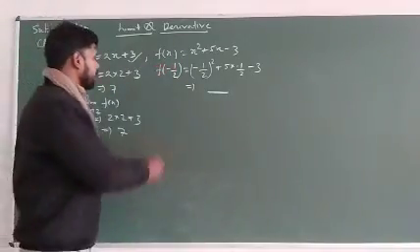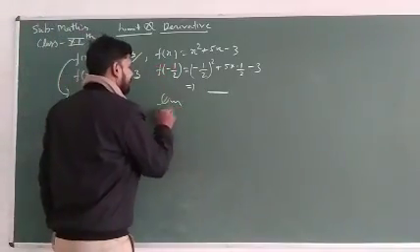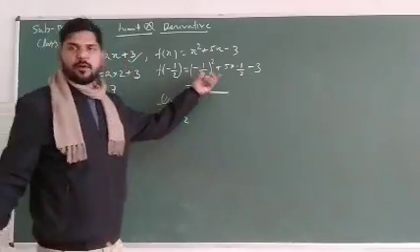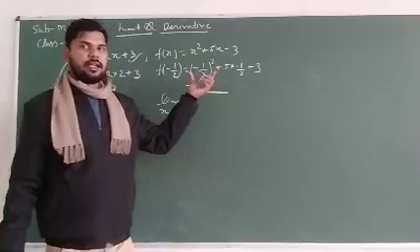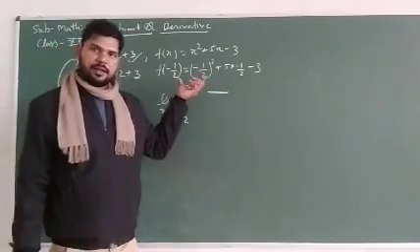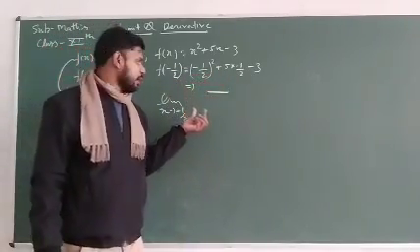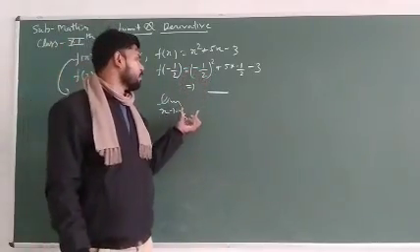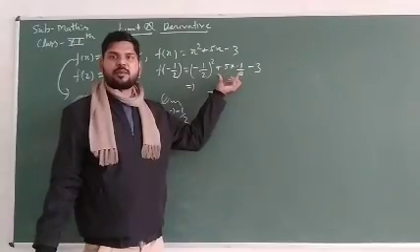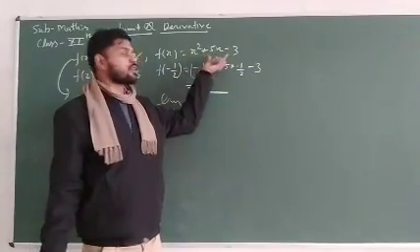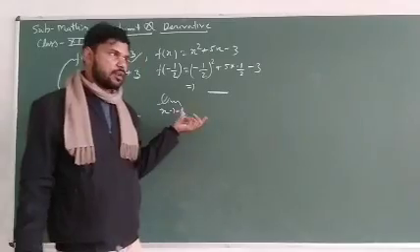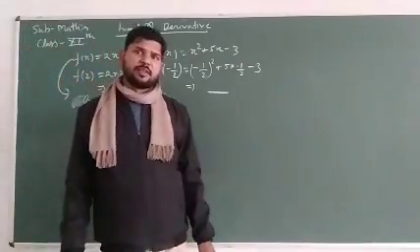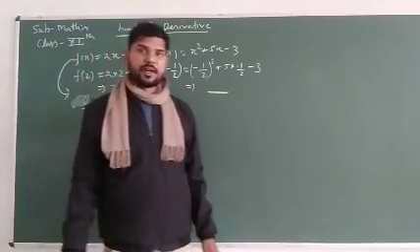If someone asks limit x tends to minus 1 upon 2, then also the same procedure will be followed as long as the function is defined at this particular value. You can put the value directly in the given equation and get your result. Now what does this mean, that the function is defined?